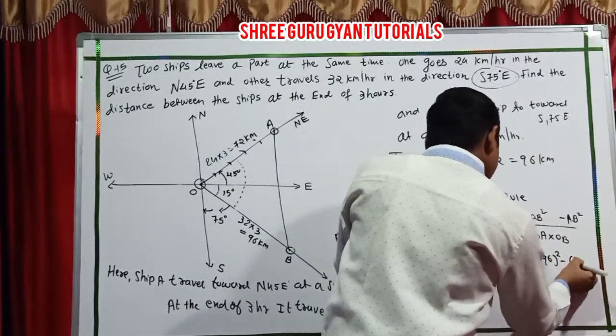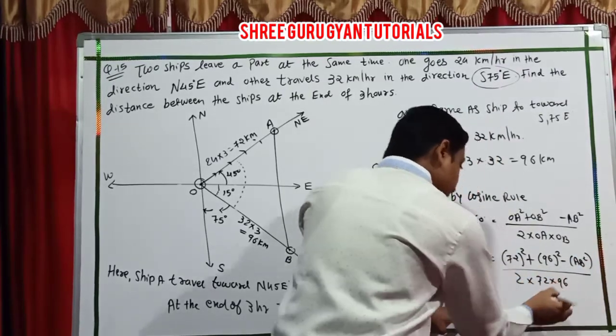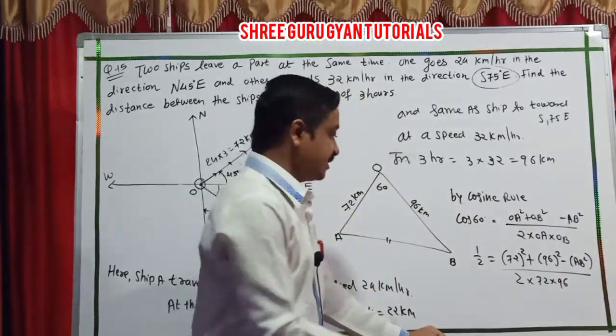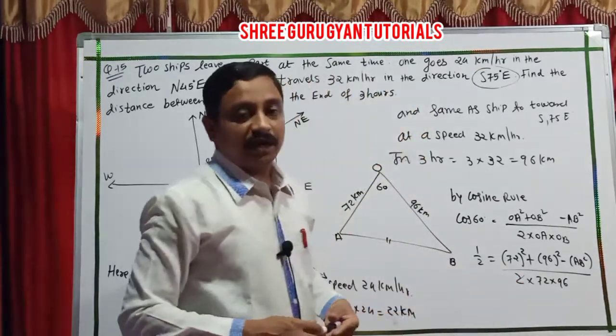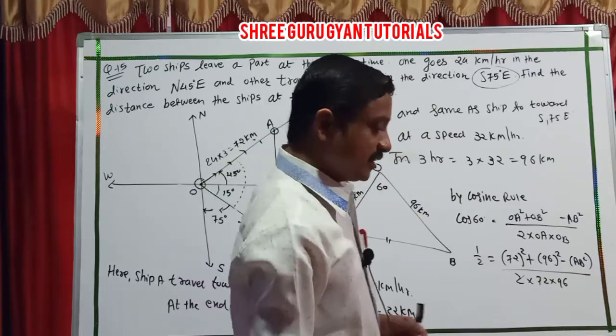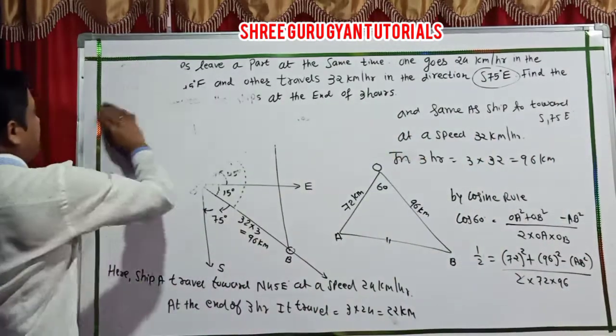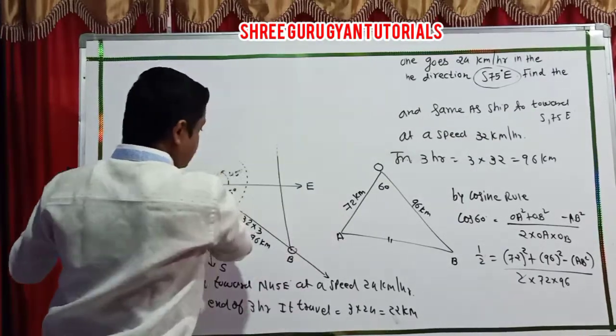And AB square is as it is, 2 into 72 into 96. This 2 and this 2 cancel, students. And then you easily simplify it and get the answer for AB in kilometers.